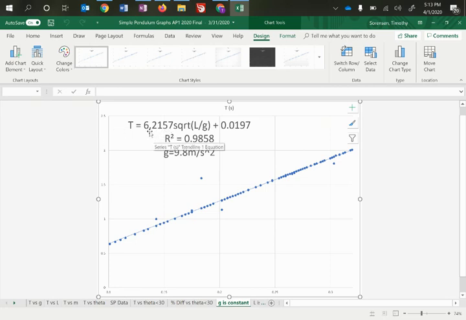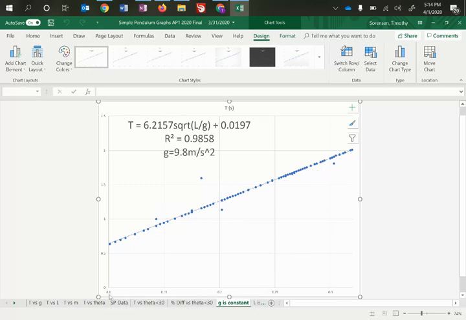And I have essentially a number here that's very close to 2 pi times the square root of L over g, with a y-intercept that's practically 0. And this tells me that that equation here is a really good fit. I have some outliers that I didn't bother to fix, but it looks pretty good.